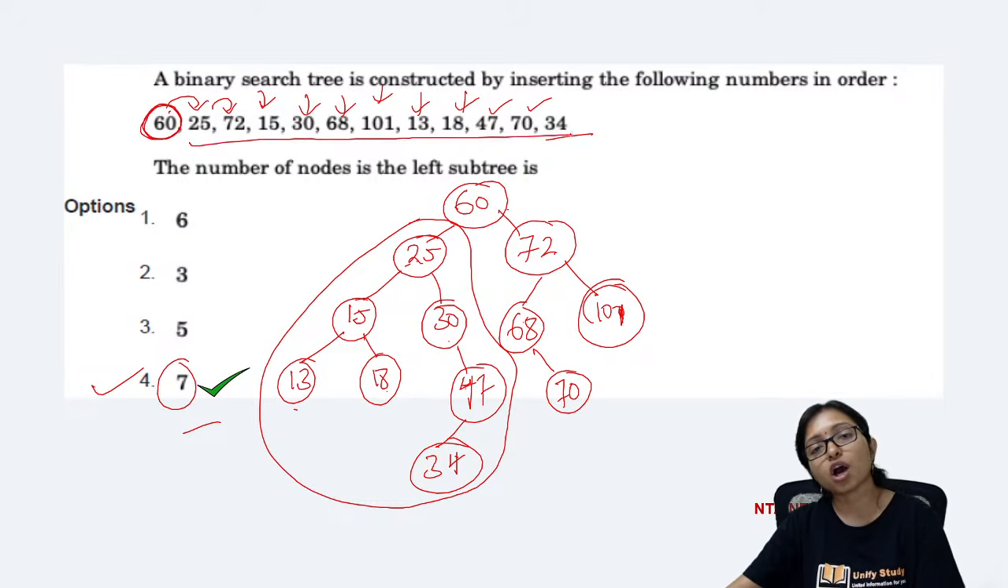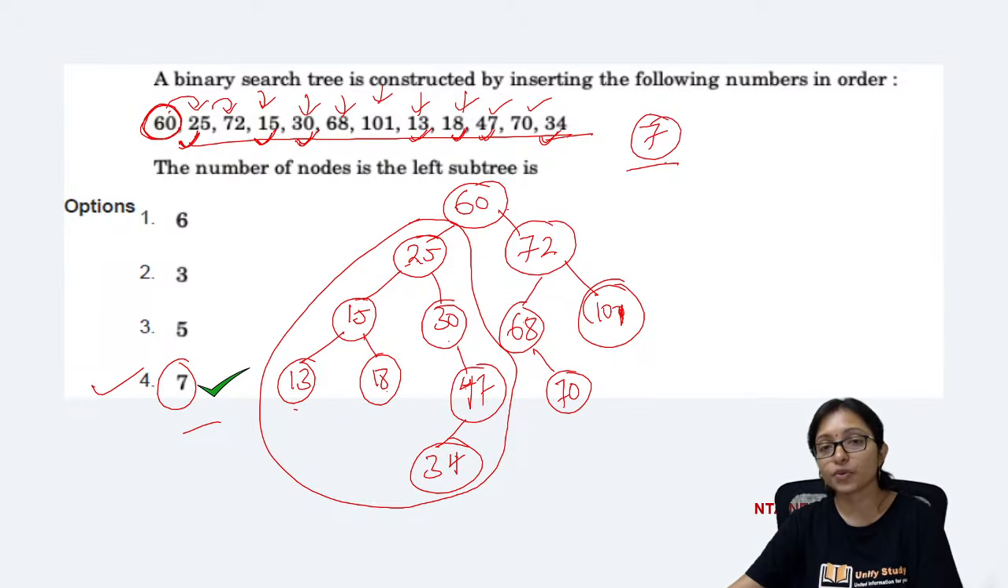Out of all this, what are the less than elements, those will be in the left subtree. That's why we can directly do the answer also: 25 is less than 70, 15 is less than 70, 30 is less than 70, 13 is less than 70, 18 is less than 70, 47 is less than 70, and 34 is less than 70. So we can directly get the answer 7. That is also we can do.